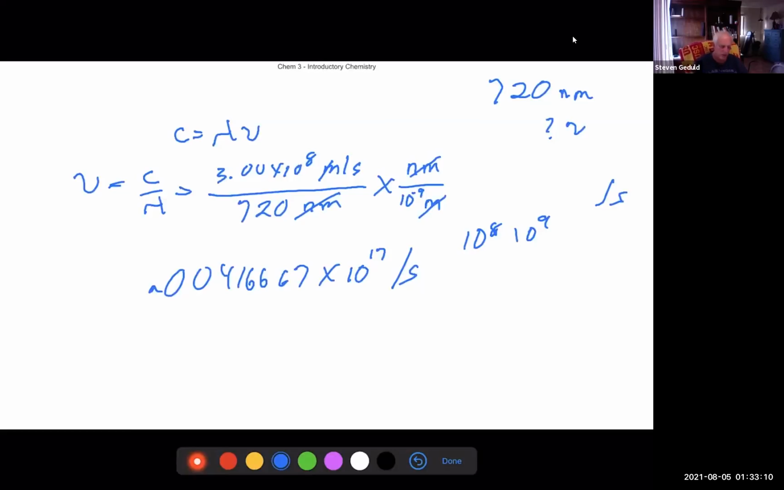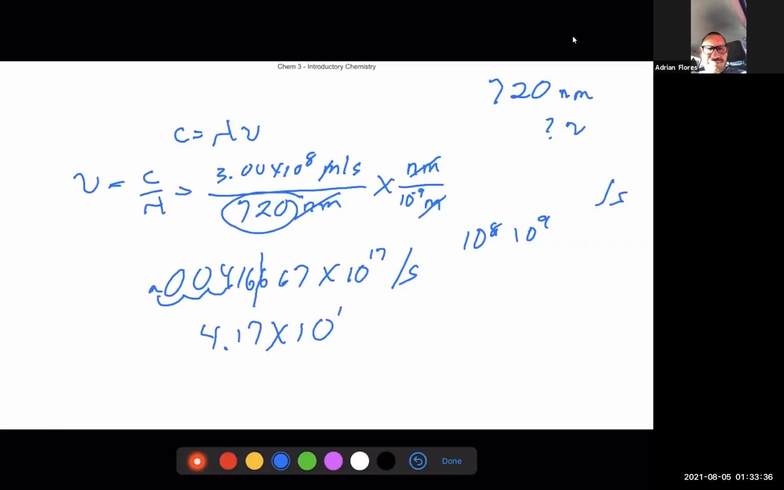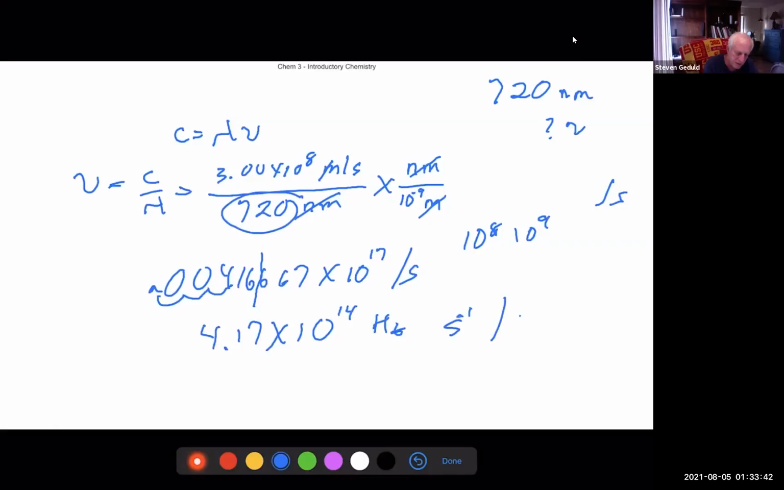Then we put it in scientific notation, and we're only good to 3 significant digits, since that's our measured wavelength. So we have 4.17, making that between 1 and 10. It was 10 to the 17. We moved this 1, 2, 3 places, making it bigger, so you have to make the exponent smaller by 3 places. So 10 to the 14th hertz or per second. Either of those ways can be written. And that gives you your frequency.